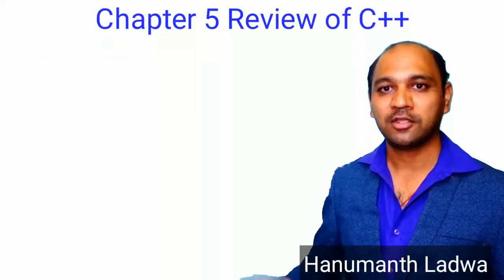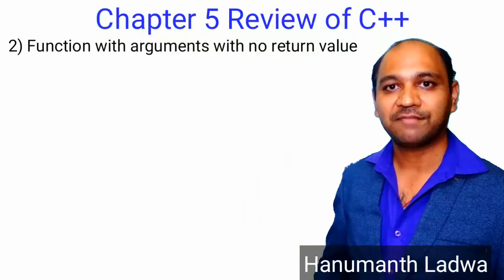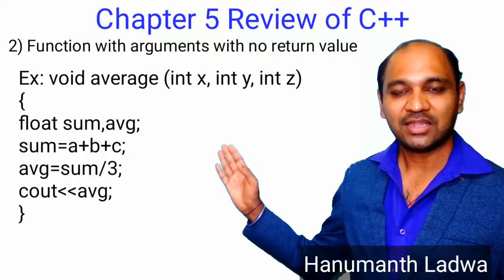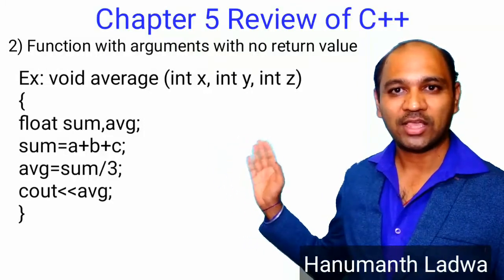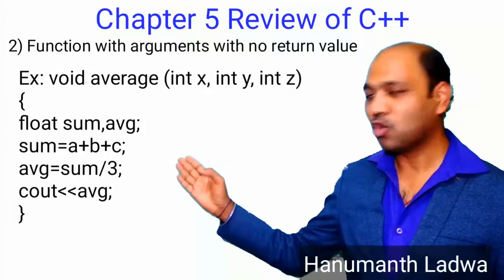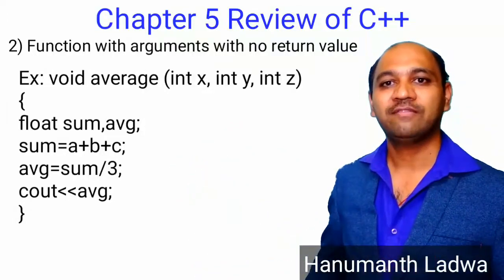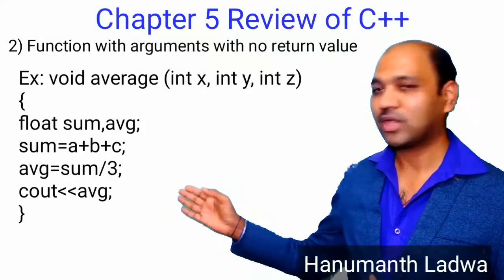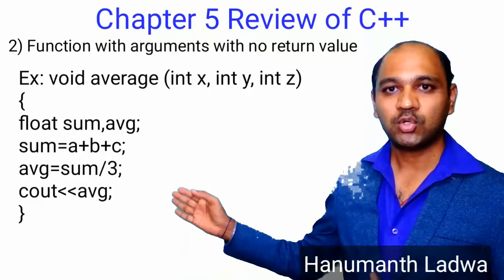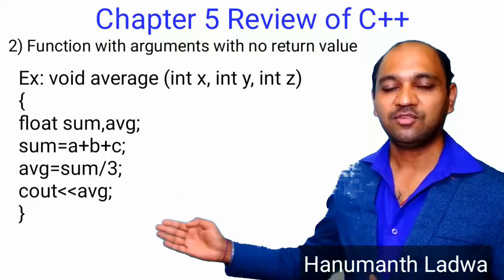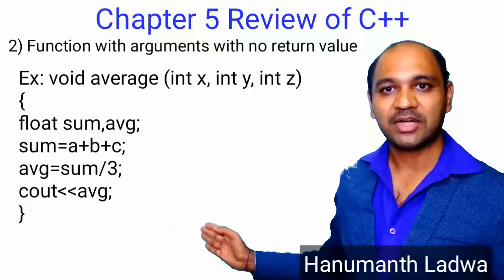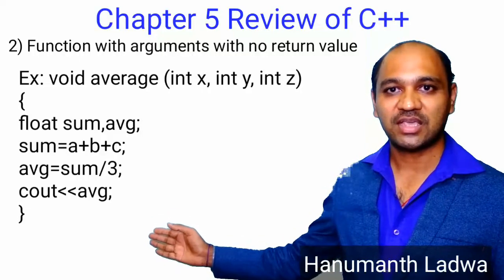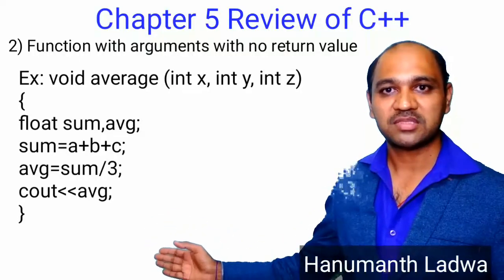Next we'll continue with the second one, function with arguments and no return value. Let us take an example, void average. Inside the round braces we are going to write int x, int y, int z, then curly open brace, and we are going to declare two local variables, that is float sum, avg, that is average. Then sum is equal to a plus b plus c. Then avg is equal to sum divided by 3. And now we want to print the average, that is cout avg, curly closing brace.